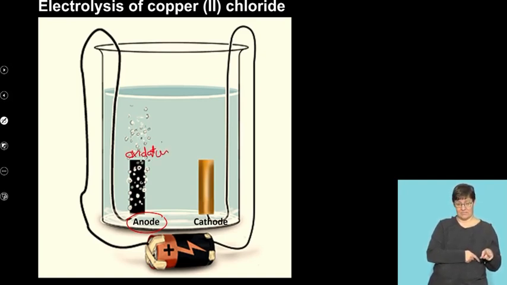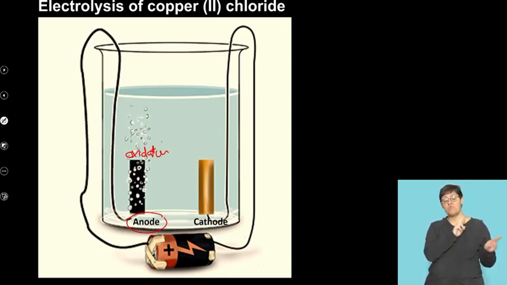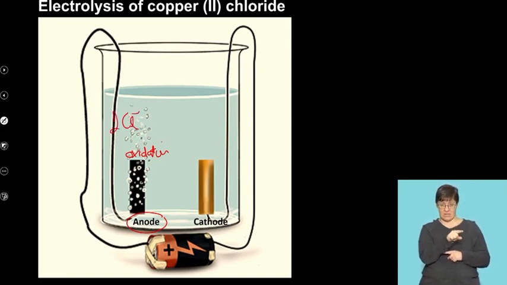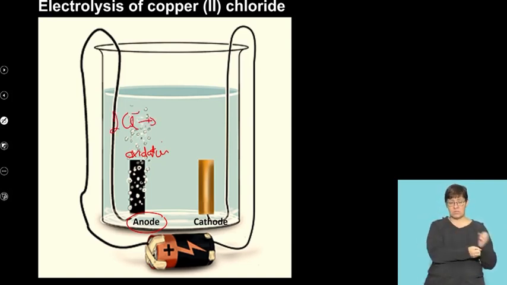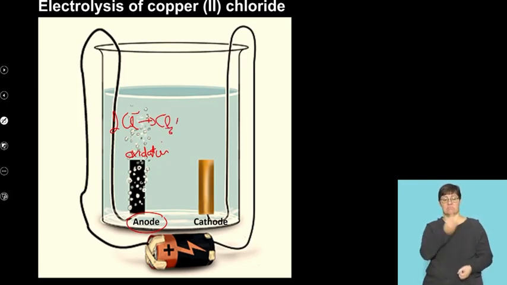And at this electrode, we're finding that the chloride ions are losing electrons to form chlorine gas, and those are the electrons that are picked up there. So in the solution, there's an interaction.